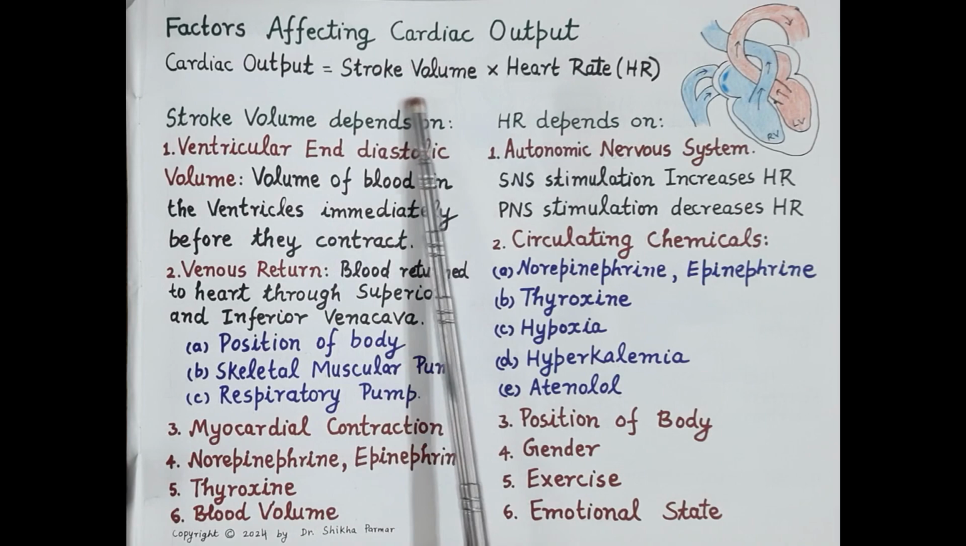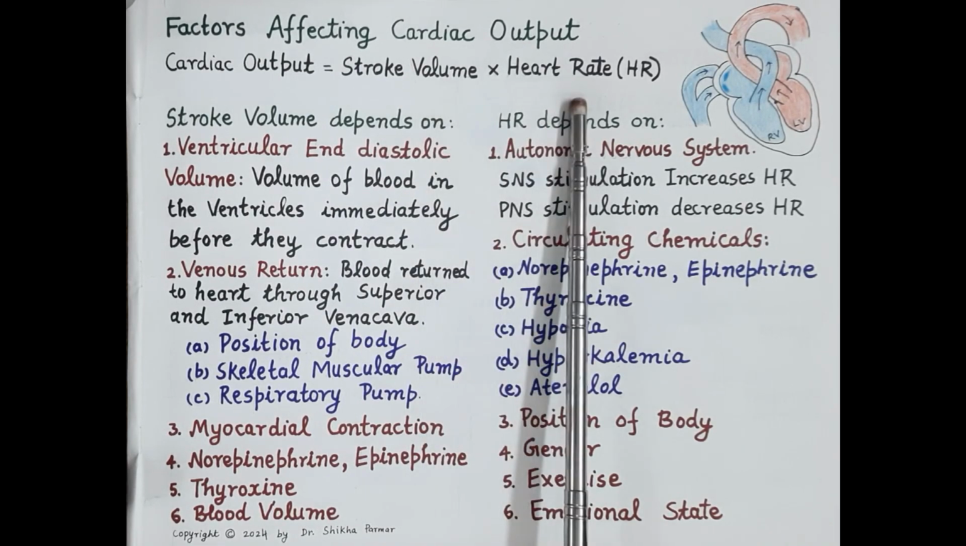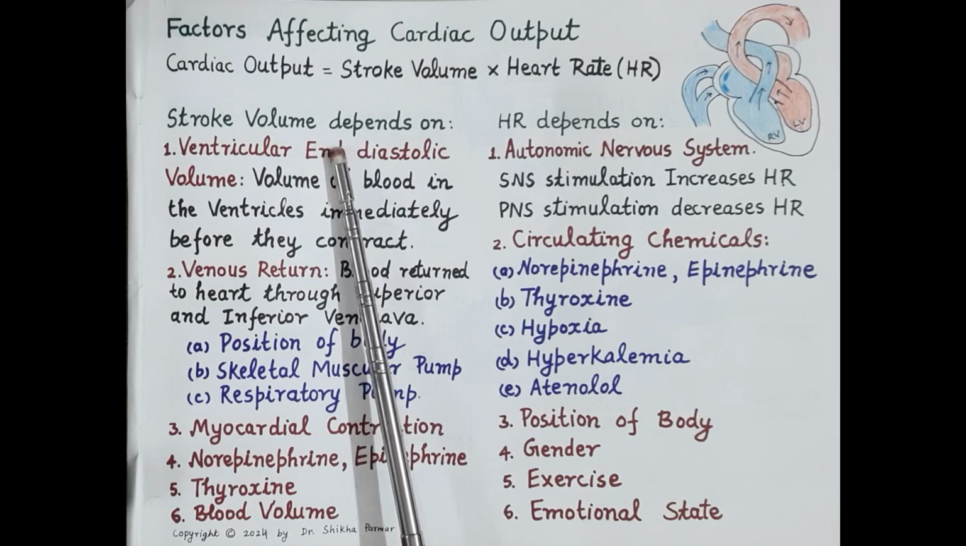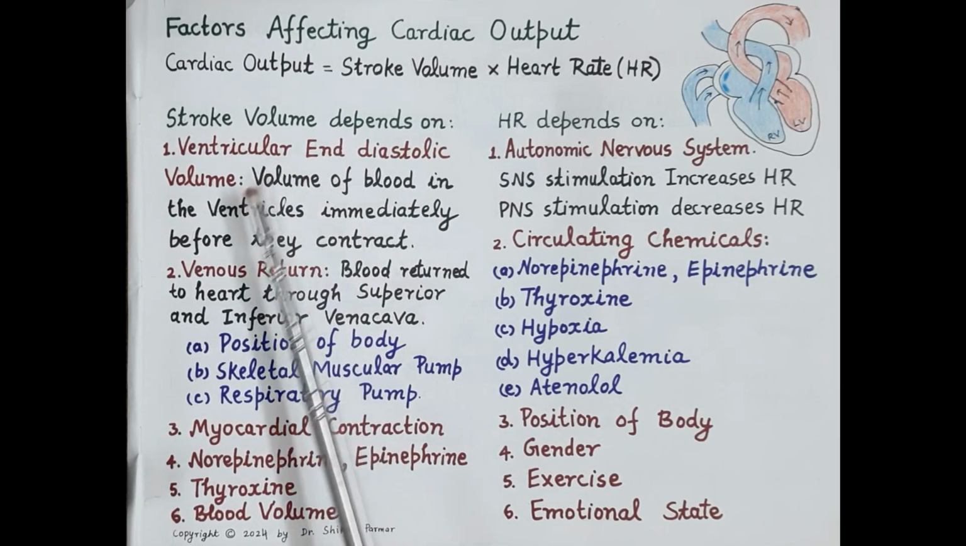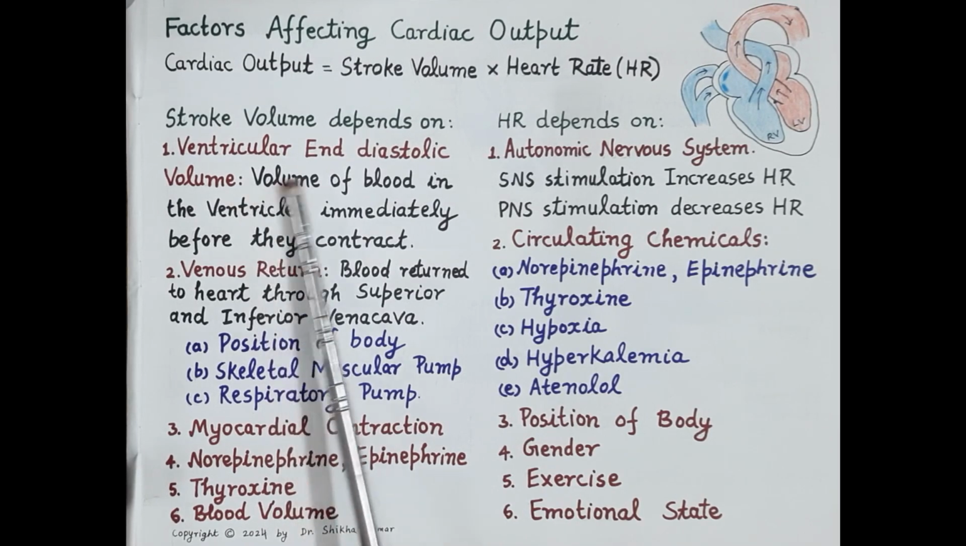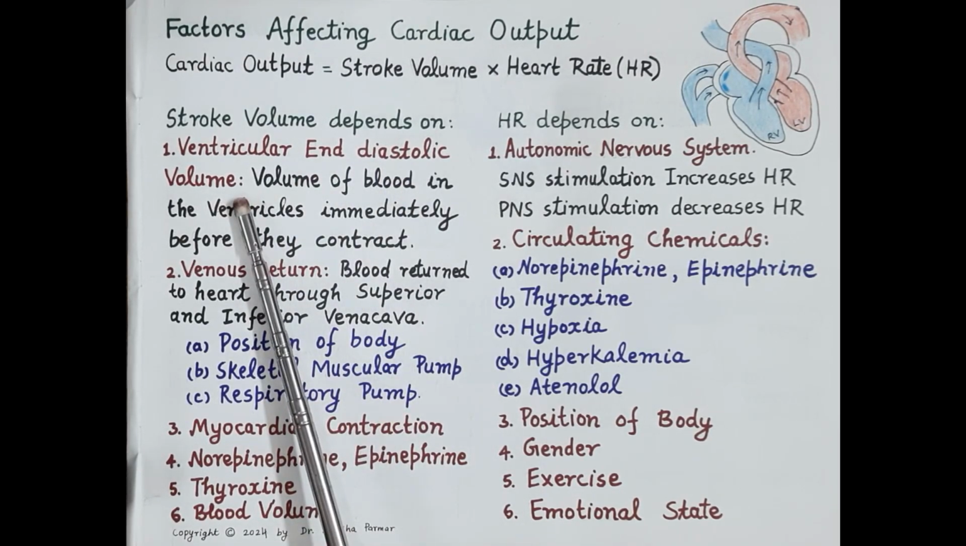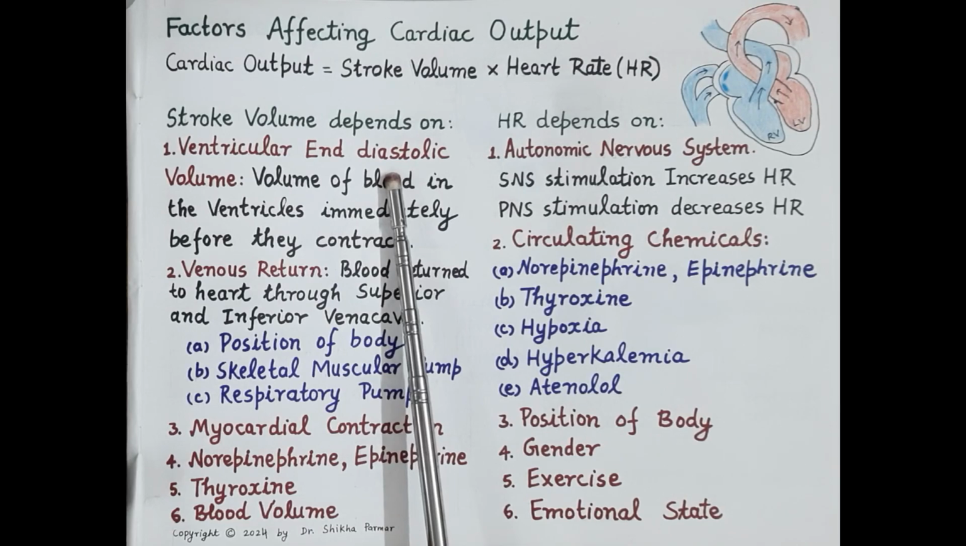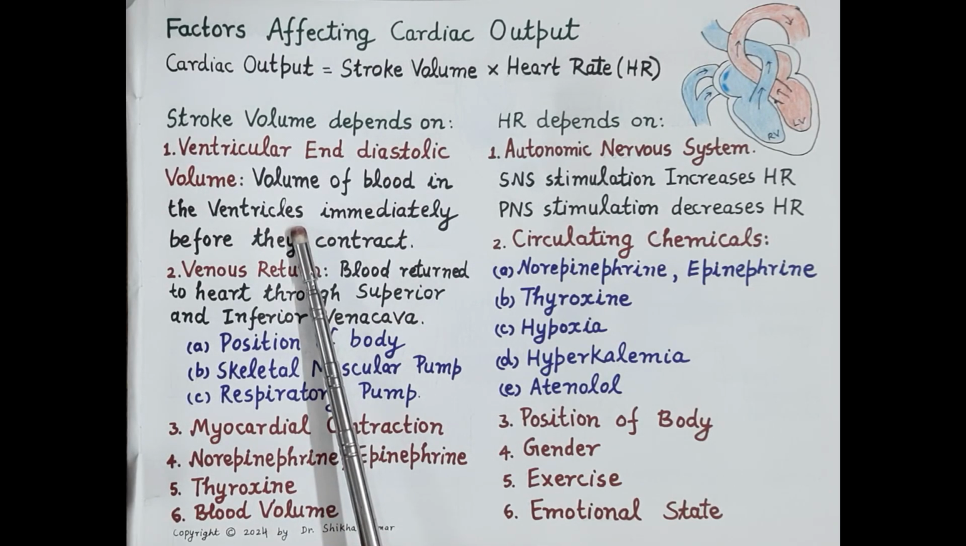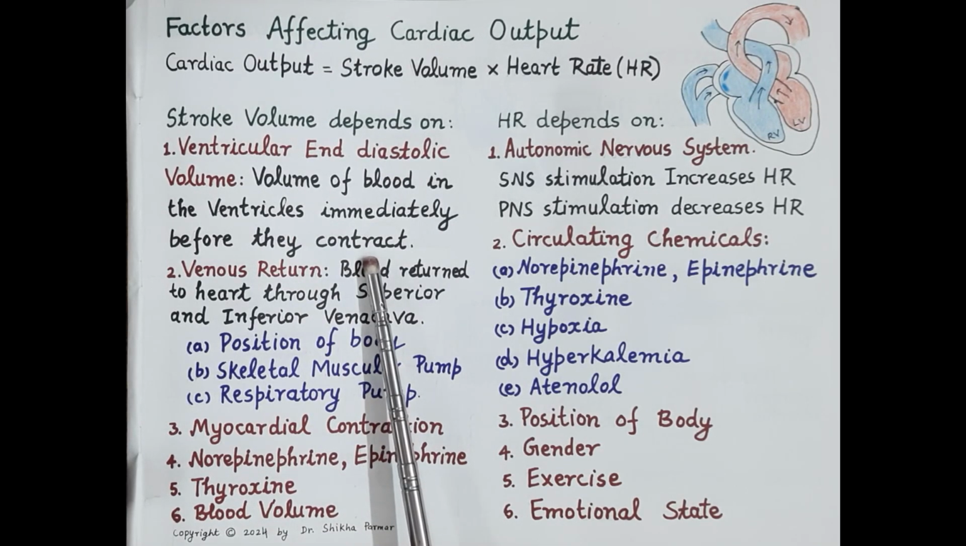As we know, the cardiac output depends upon stroke volume and the heart rate. So let's first study the factors on which the stroke volume depends. The first very important factor is the ventricular end diastolic volume. During the diastole, the heart relaxes and it is filled with blood. Diastole is always followed by the systole, that is the contraction of the heart. So the volume of blood in the ventricles immediately before they contract is known as ventricular end diastolic volume.